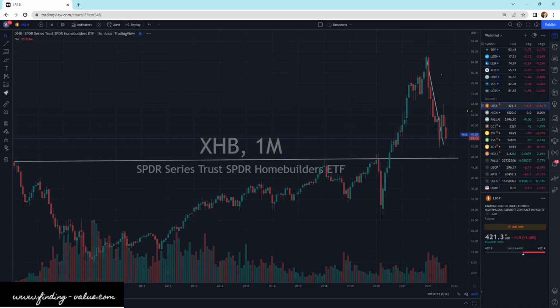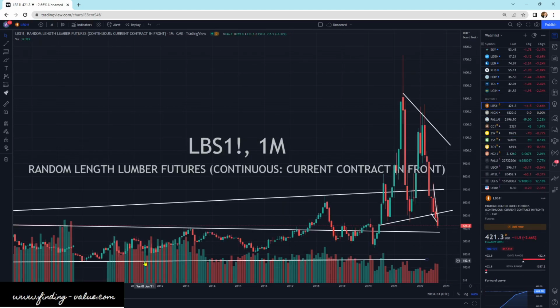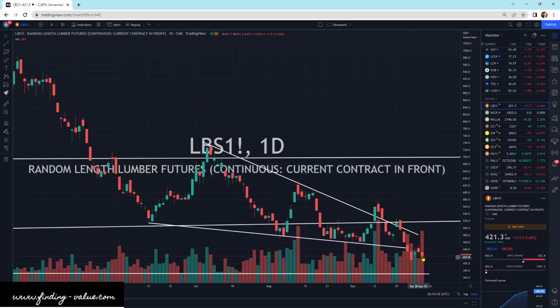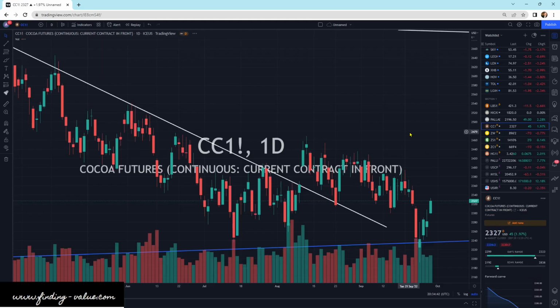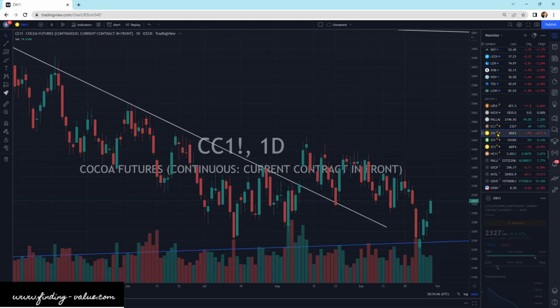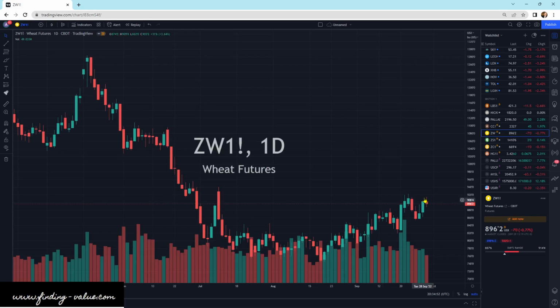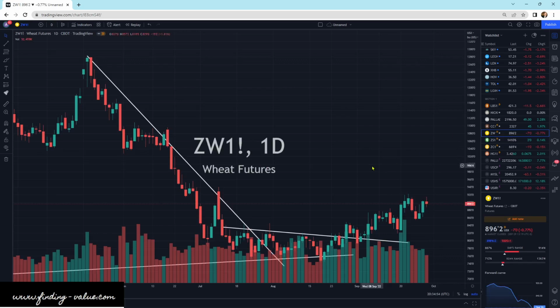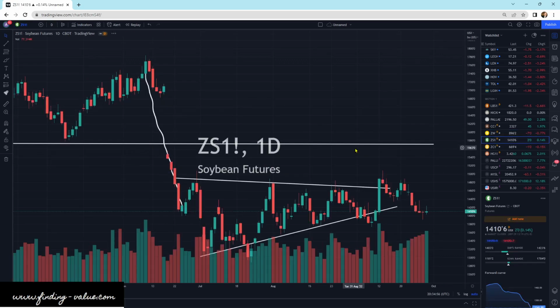Lumber heading a little bit lower, down 2.66%. It does look like it wants to continue lower from a long-term perspective. We've got cocoa futures hitting higher off that support level. They look good. Wheat was down 0.77%, that little bloody nose. I still think it looks good to go higher over time.